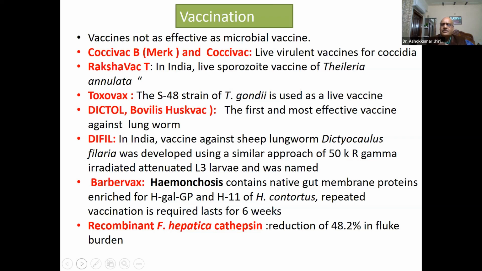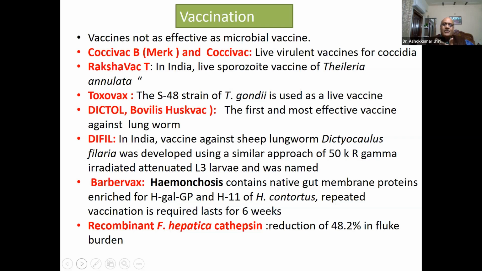Although it is not the commonest way to control, there is a lot of problem with helminthic vaccines, because you do not have a very protective antigen. You also have a different life cycle of the parasite, which is the most important thing to take into consideration. So there is a lot of problem in vaccine development. Rakshavac is commonly practiced in India for Theileria annulata.